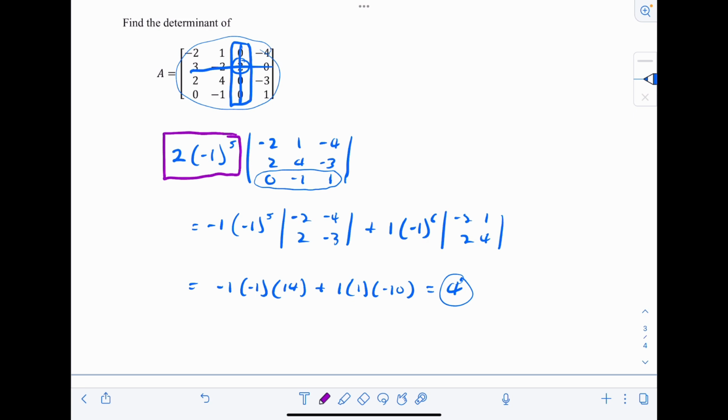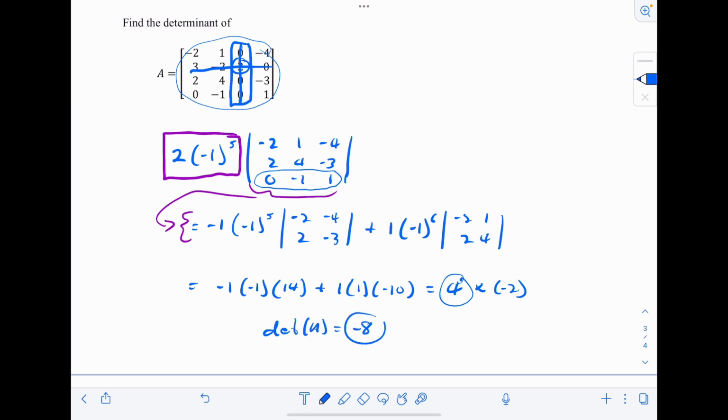So everything that we did here was just finding this, right? This is all finding the determinant of this 3x3 matrix. So 4 is the determinant of that 3x3 matrix. Now we need to take that 4 and multiply it by the -2. So our actual determinant of A is -8, okay?